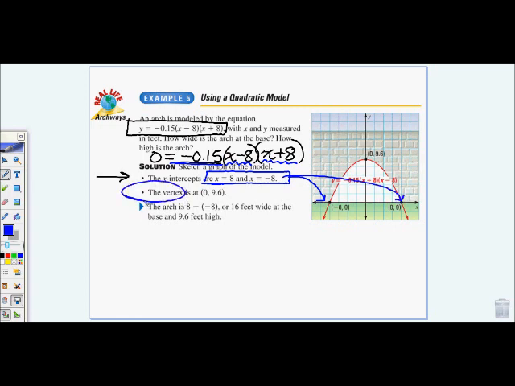Now, how did we find the vertex? We added the two of those together and divided by 2, and that would give us the average of the two of them. So 8 plus a negative 8 would have been 0, and then we would divide that by 2, and then we would substitute that back into this equation here. That's how they found their vertex.